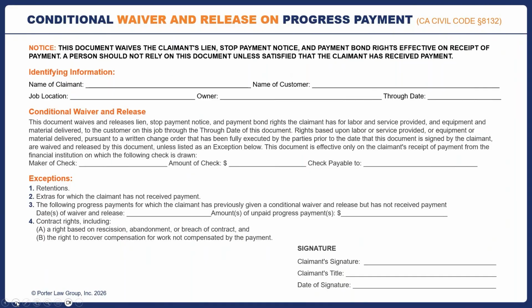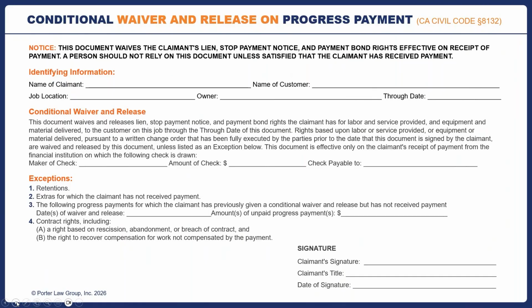Now, let's go through the form a little bit. And you can see at the top, it says what I said. It waives your lien, stop payment notice, and payment bond rights. Doesn't release contract rights, fortunately. So going through the form, you'll see the name of the claimant. That's going to be you, or it's like a potential claimant, and the name of your customer, and then what the job is and who the owner is.